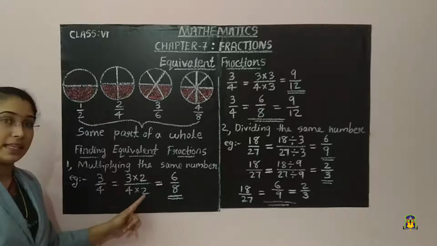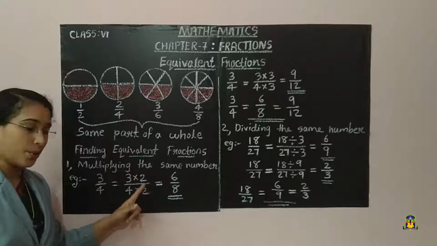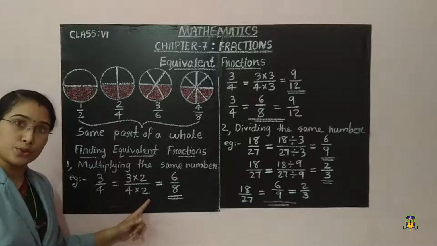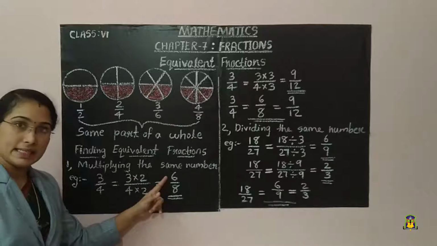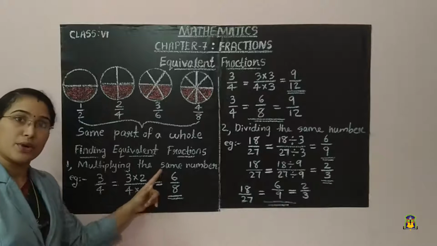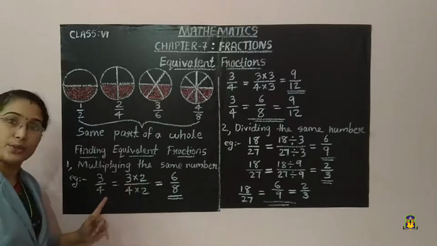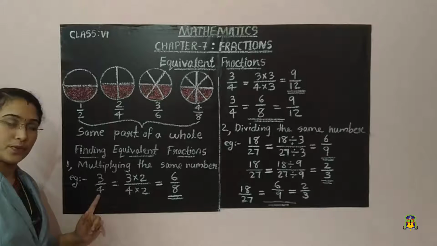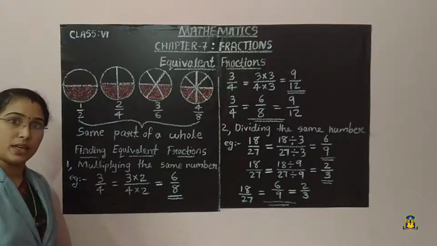Here you can see I took the number 2 and I multiplied 3 into 2 and 4 into 2. Here what is the numerator? 3 into 2 we get 6 and 4 into 2 we get 8. So our new fraction is 6 by 8. This 6 by 8 is equivalent to 3 by 4. So this is the equivalent fraction. This way we can find the equivalent fraction.